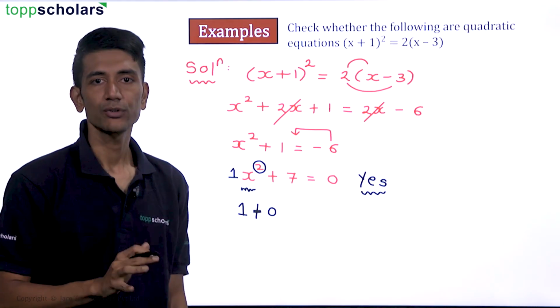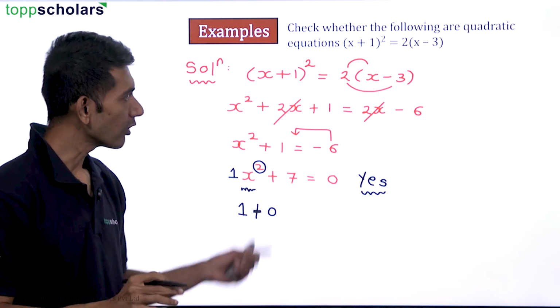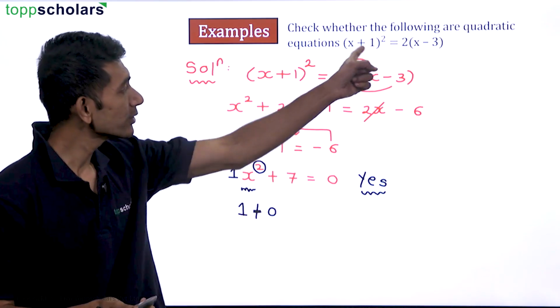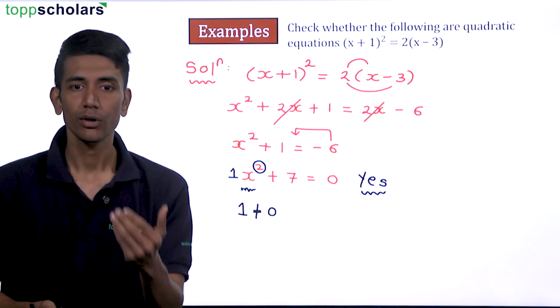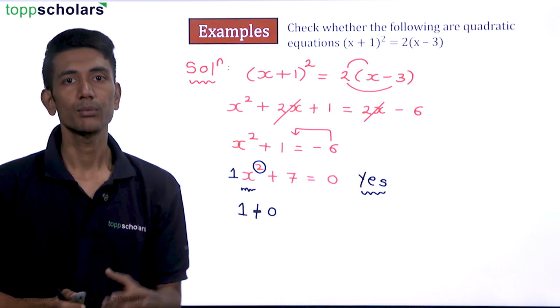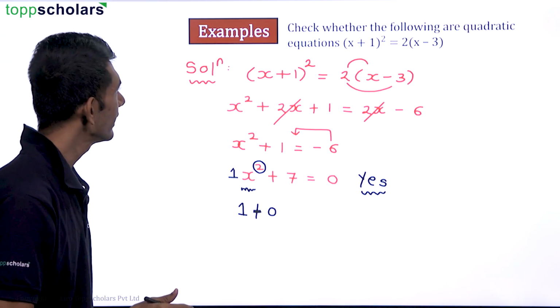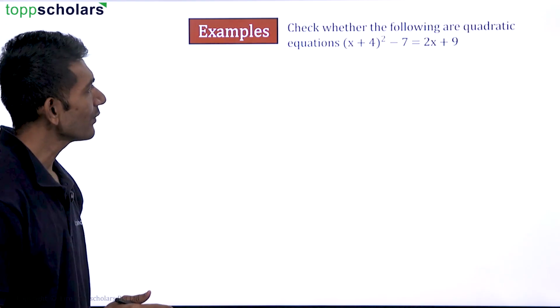I hope this part is clear to all of you. Very simple. We just solved it. Directly don't say it is a quadratic equation. Make sure that you solve it and get it in the form of ax square plus bx plus c is equal to 0. Then only come to the conclusion. Okay, let's continue. So we have one more question.